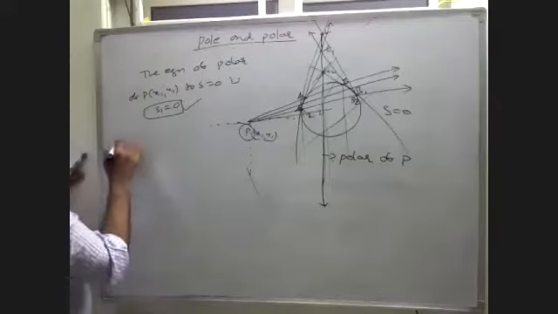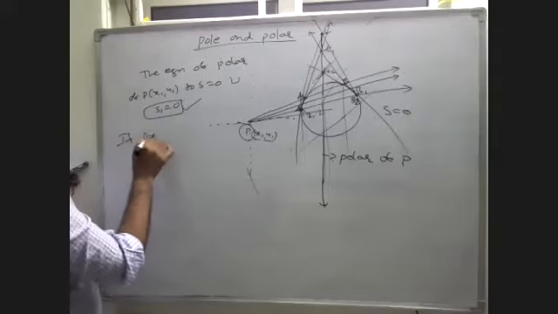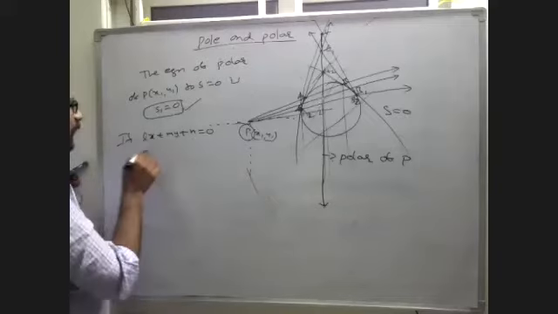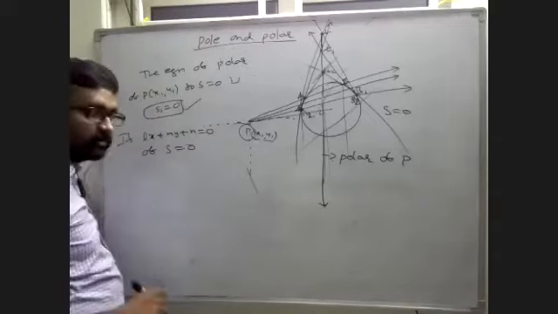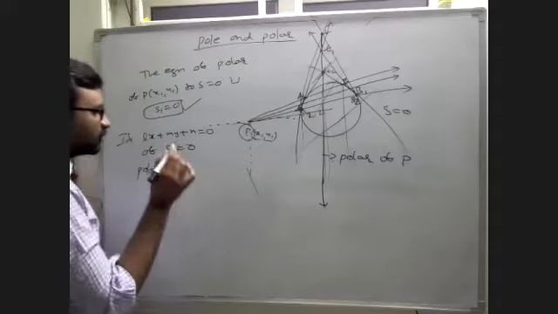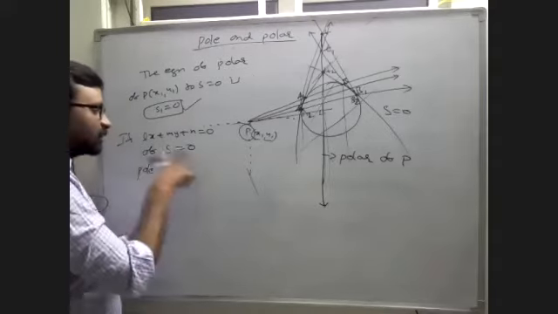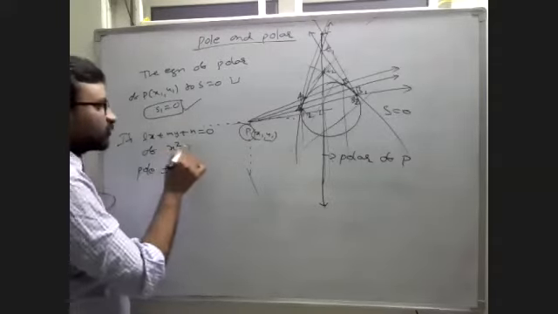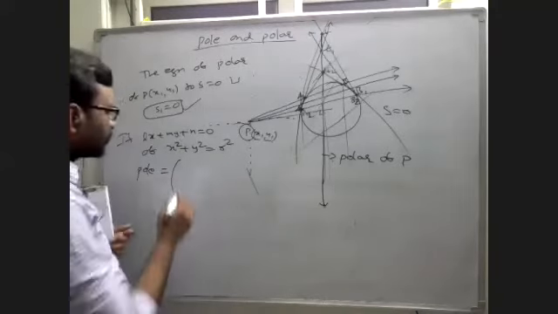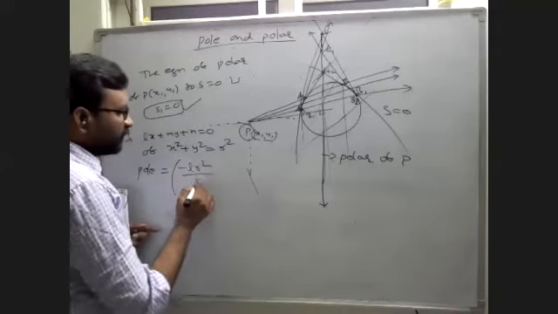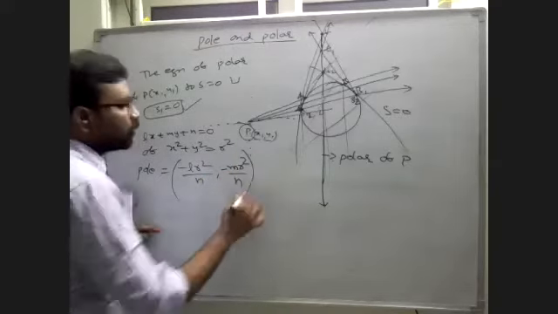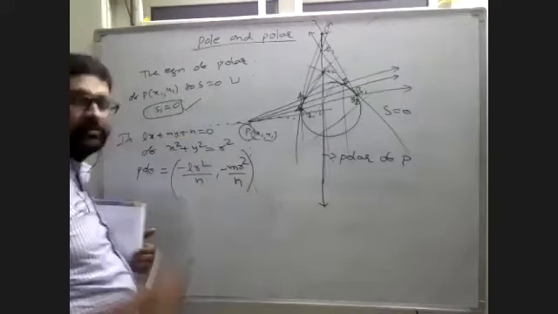If the polar is lx plus my plus n equal to 0, for the circle x square plus y square is equal to r square, then the pole is minus lr square by n comma minus mr square by n. This is the pole of this circle for this polar.